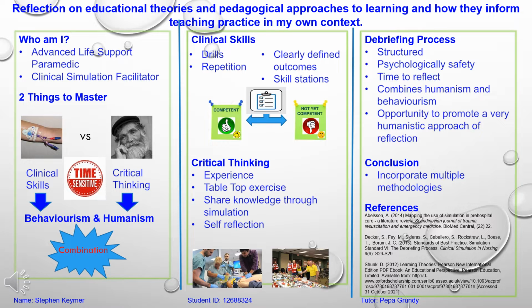As a clinical simulations facilitator, there are fundamentally two main areas of focus. Firstly, I have to focus on developing the skills of the practitioner. Secondly, I have to focus on developing a systematic approach to clinical critical thinking. As a paramedic or an emergency care practitioner, we are often placed in a situation that is very time critical. And I believe that in order to be a successful or good paramedic, we need to be able to differentiate the tasks that require thinking and the tasks that require doing.